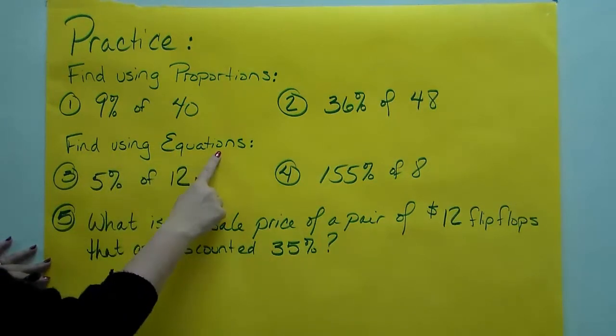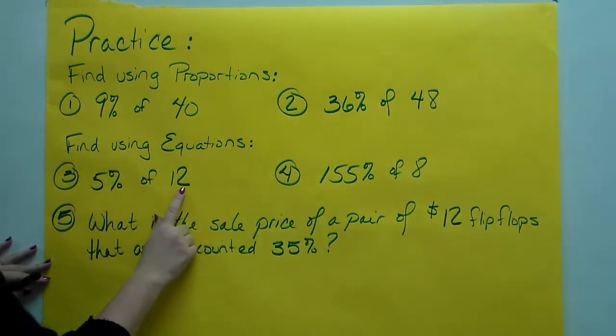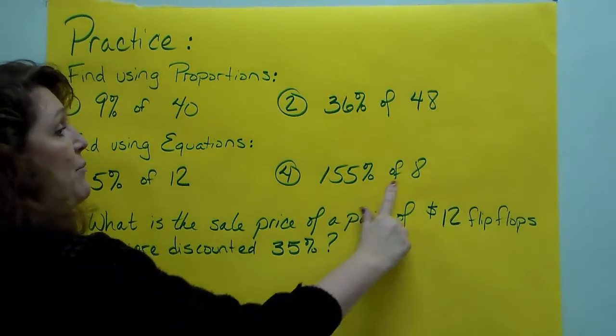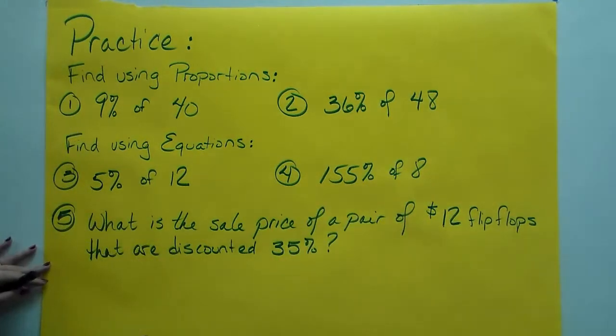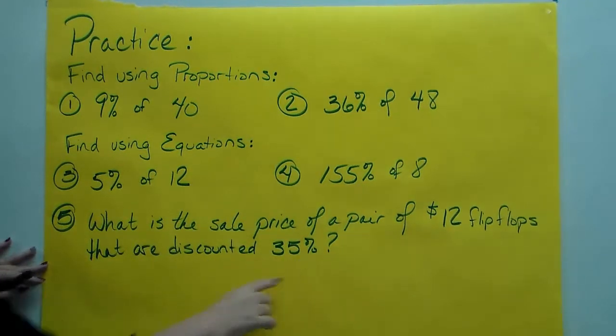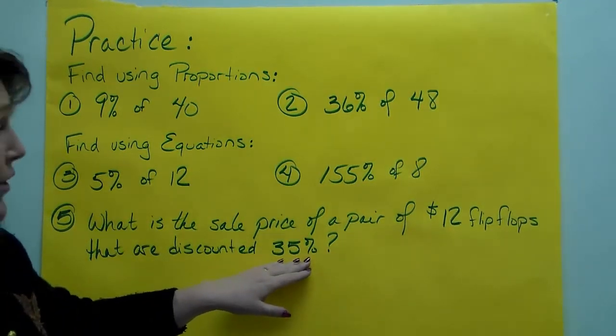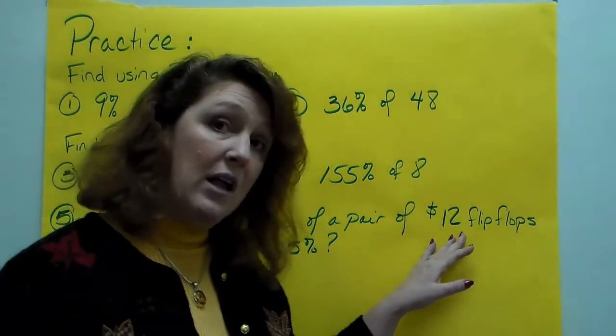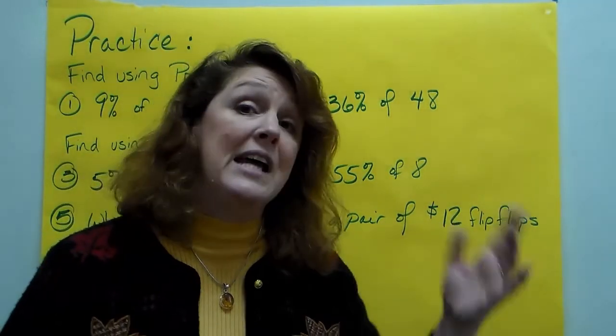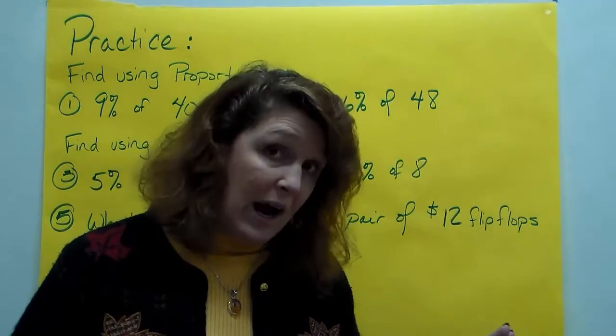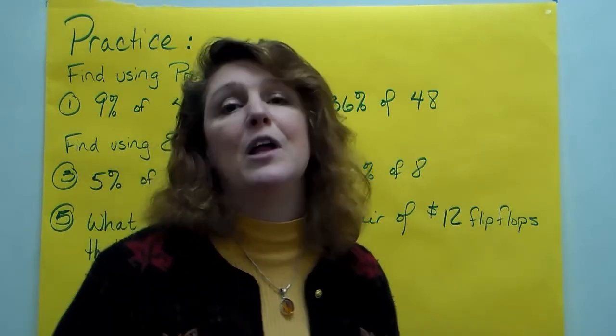Then we're going to find them using equations. What is 5% of 12? What is 155% of 8? And then, what is the sale price of a pair of $12 flip-flops that are discounted 35%? So you're going to find 35% of $12, and then you're going to take that off the $12 price to figure out how much the flip-flops cost now.